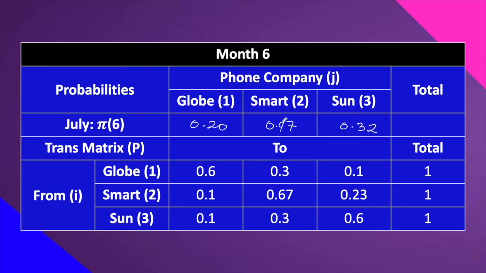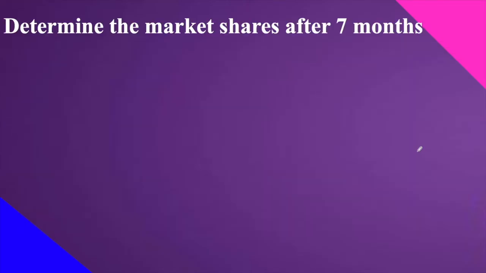0.32 plus 0.47 plus 0.20 equivalent to 1. Okay? And next, let's proceed now to the month number 7, no? Determine the market shares after 7 months.